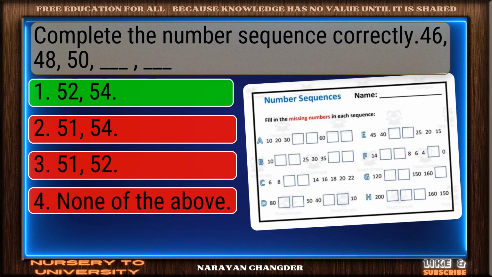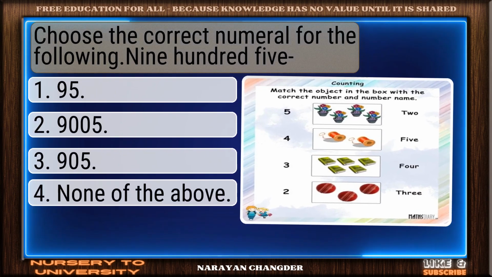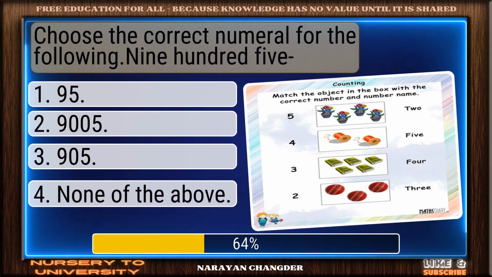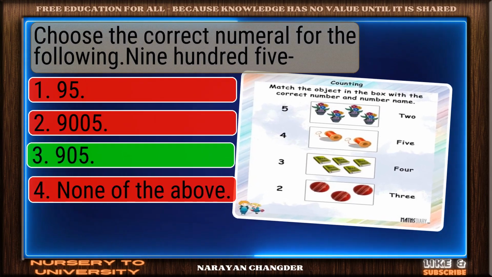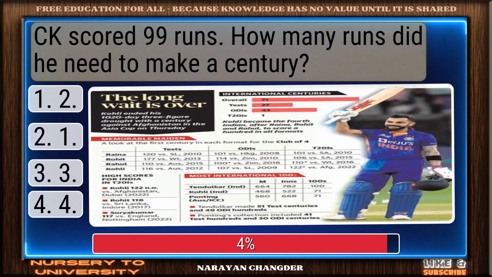Excellent choice. 54 is the right answer. Choose the correct numeral for the following. 905. Nicely done. 905 is a solid answer. CK scored 99 runs. How many runs did he need to make a century?